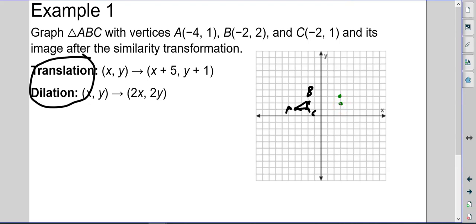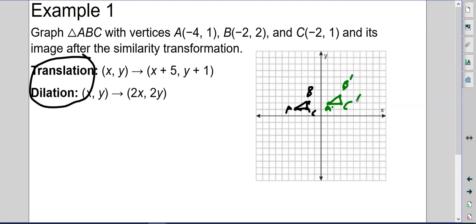And then A is going to go 1, 2, I got lost. 1, 2, 3, 4, 5. Oh, I forgot to move up 1. Right there. So here's my A prime, B prime, and C prime after the first change.